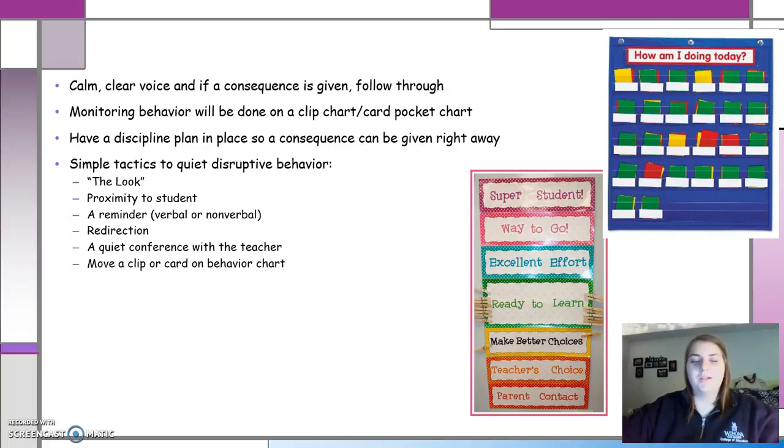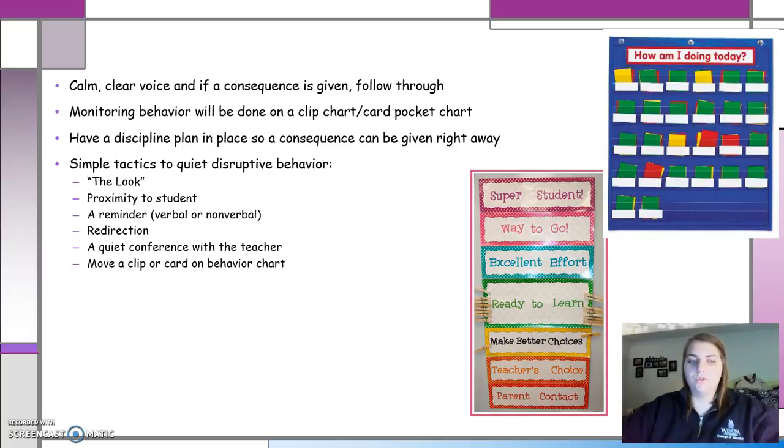The first is that look, making eye contact with a student that is probably not making the best choice at the time, is really going to be a nonverbal way of telling them to quiet down and get back to work. If I'm able to, if I'm not working with another student or with a small group, moving closer to the student that is causing the disruptive behavior and is getting out of hand.